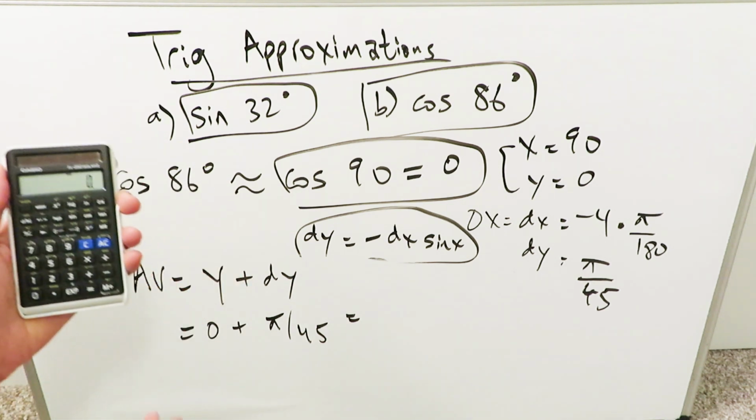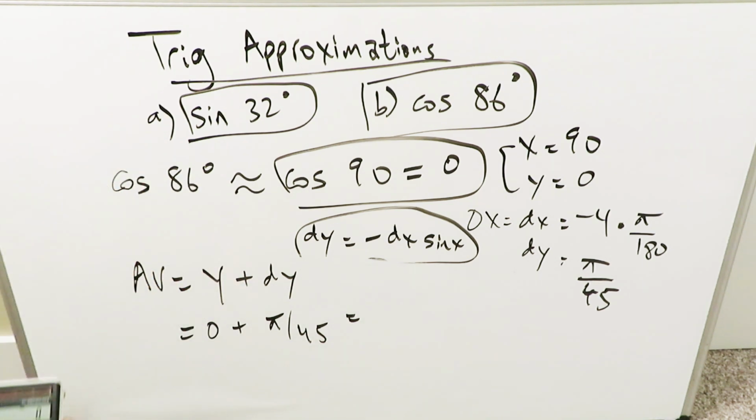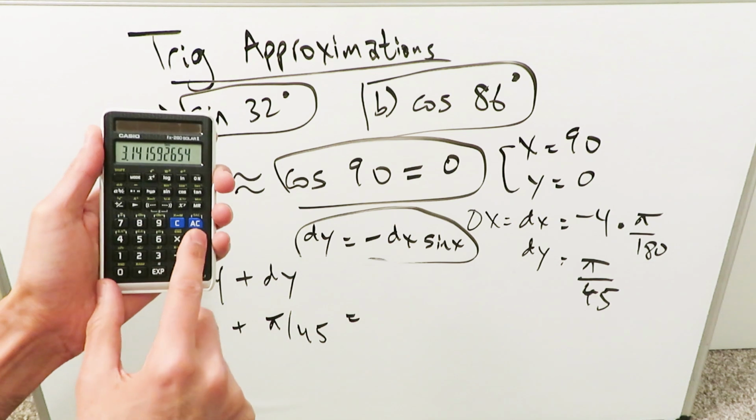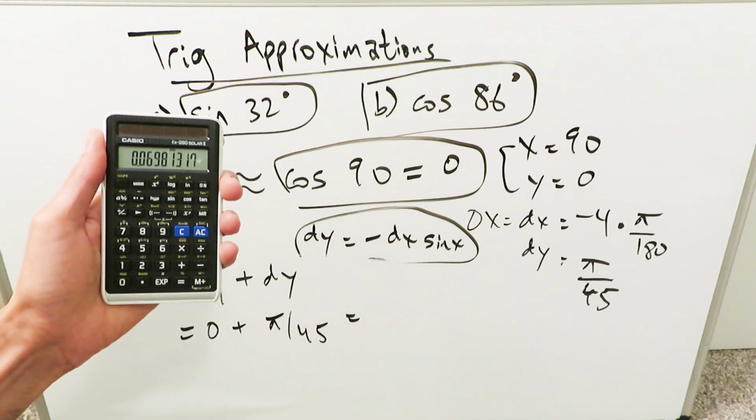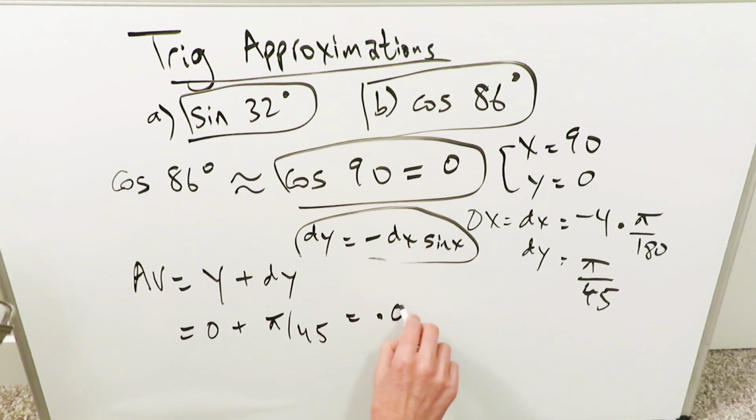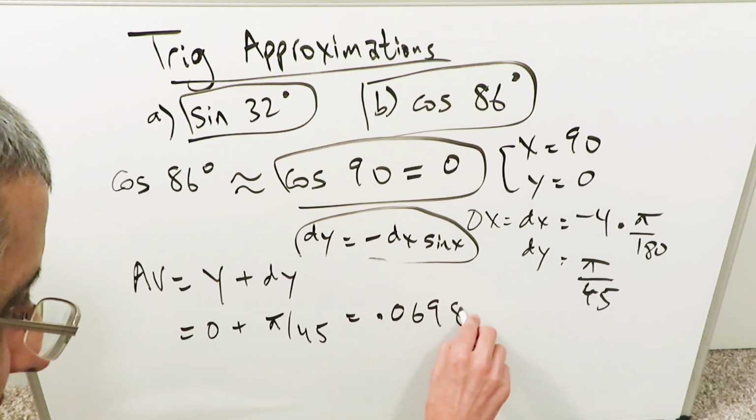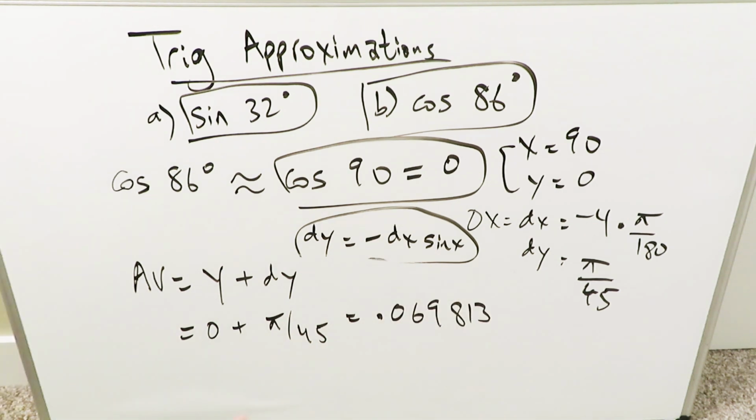I bring out my calculator. My calculation for approximated value is really only just pi over 45. Pi divided by 45, I have 0.069813. Based on my derivative procedures for trigonometric approximations, this is what I get. And I'll hold it right over here. I won't add in any more digits.